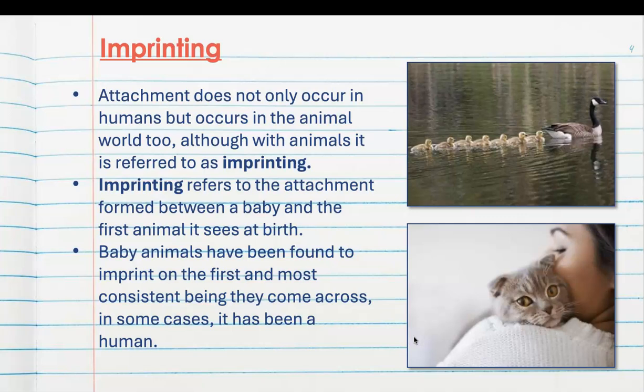So attachment does not only occur in humans. In many animals, it appears in the form of imprinting. So imprinting is the rapid attachment formed between a newborn animal and the first moving being it encounters. So young animals will often attach to their biological mother, but in some studies, they've imprinted on humans instead.